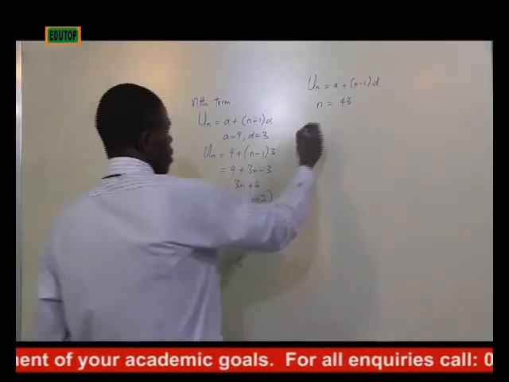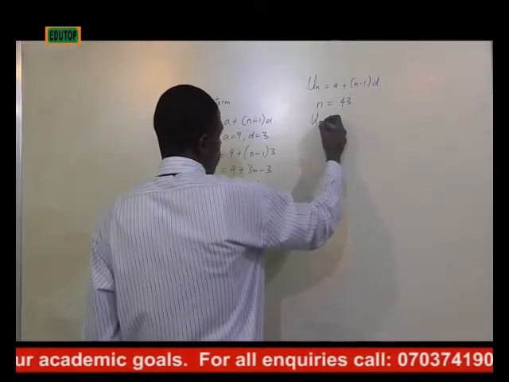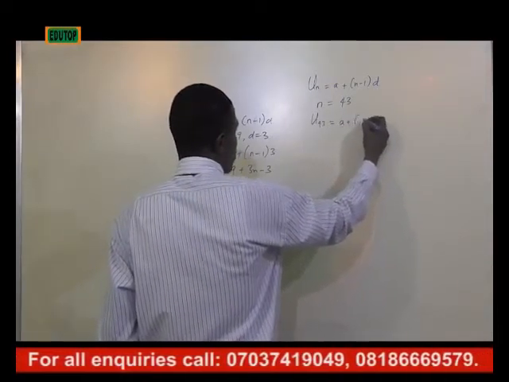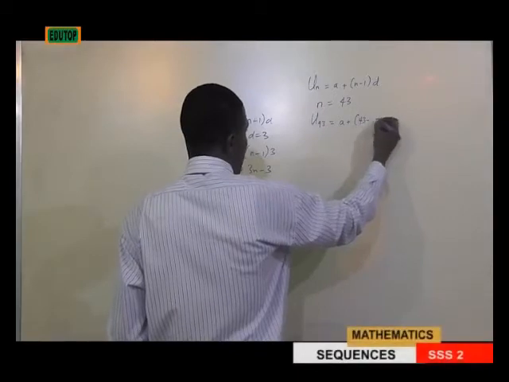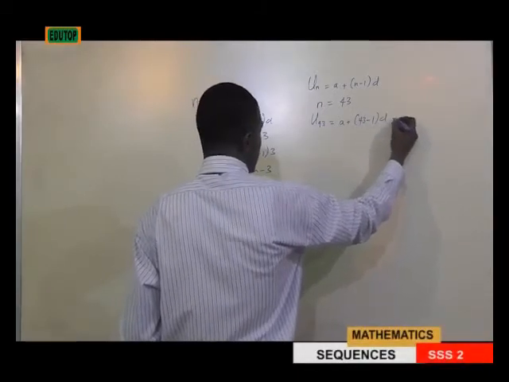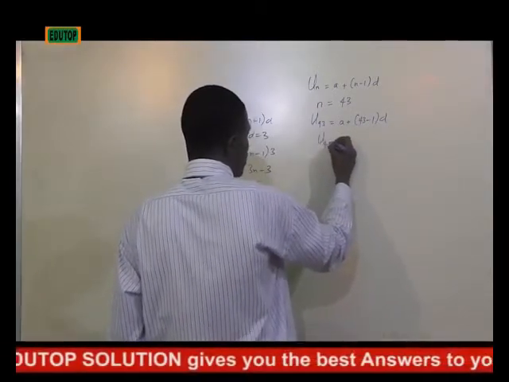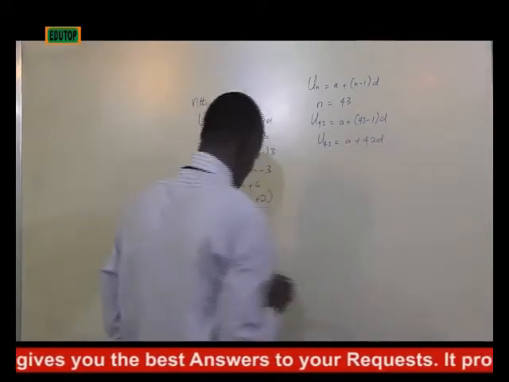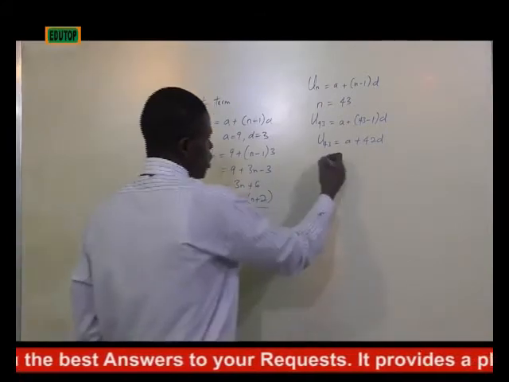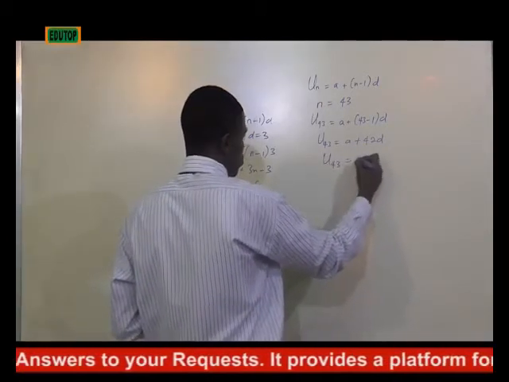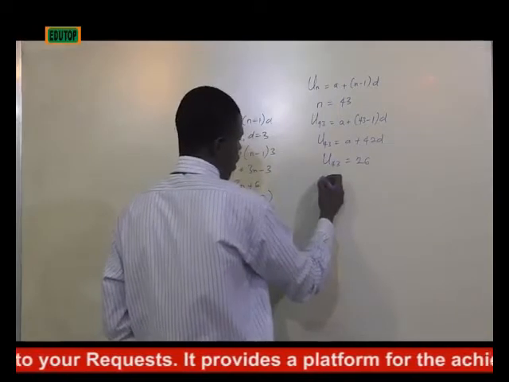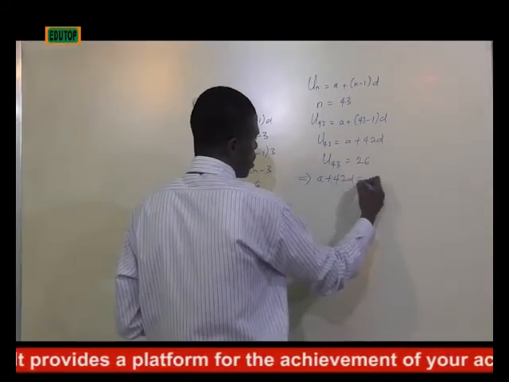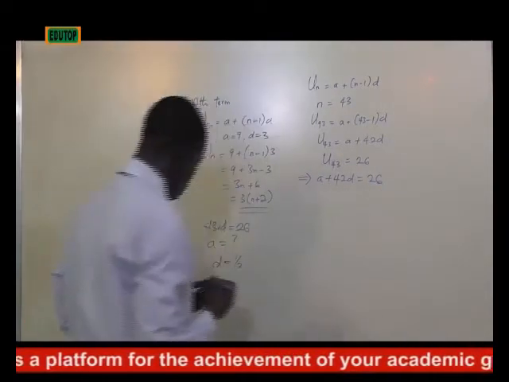And in that situation, U43 will be equal to A plus 43 minus 1 D. So here you have U43, which is now equal to A plus 42D. And remember that U43 has been given in the question to be 26. So we can now write that A plus 42D is equal to 26.